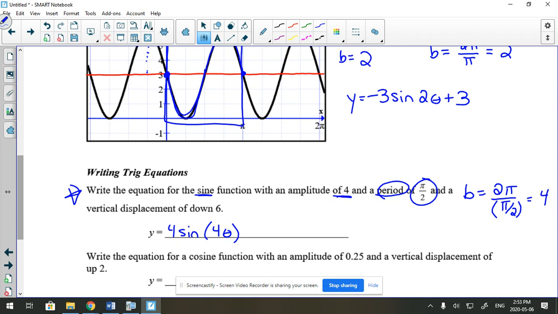And then it says a vertical displacement of down 6. That means there's a -6 tacked on the end. And don't forget, I put the y equals here already for you. But if you had just written out this part without the y equals, I'm taking off half a mark because it's not an equation if you don't have an equal sign. You need to say y equals 4 sine 4 theta minus 6.